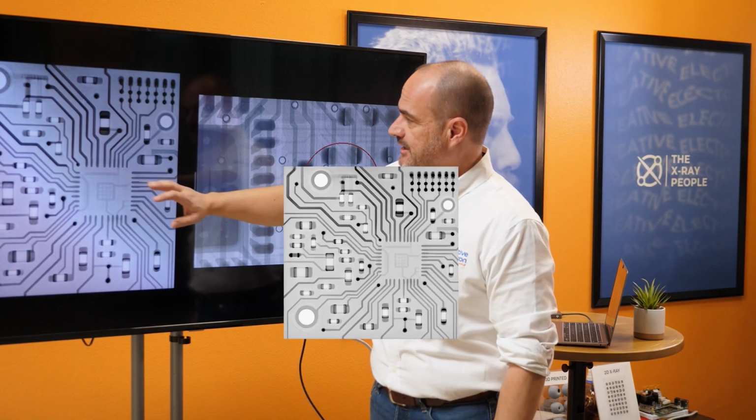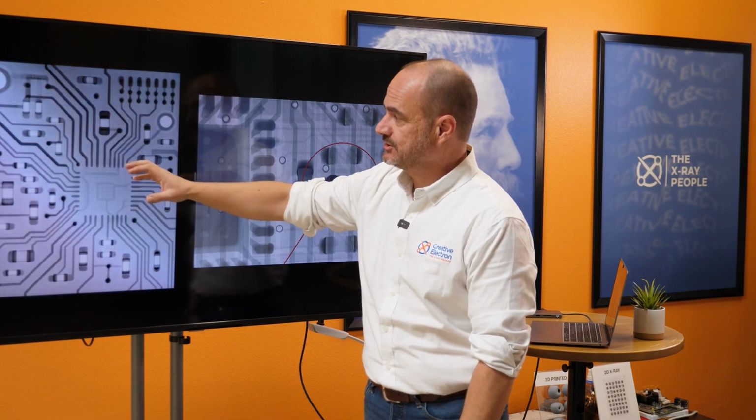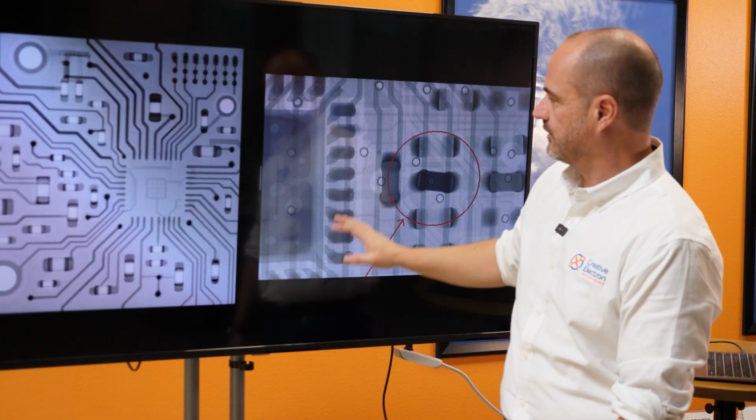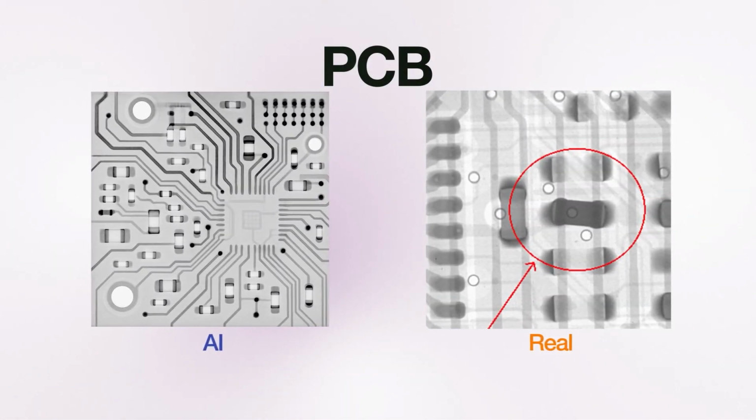So here on the left is a ChatGPT image of a PCB. That was the prompt that was used to come up with this image. On the right is a real X-ray image out of our book, by the way.